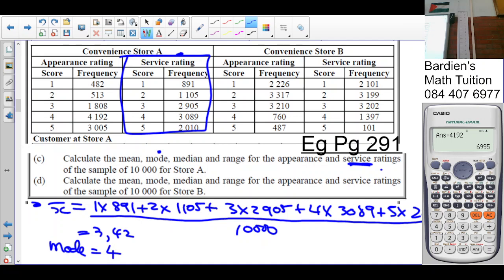Not so? Then the median. The median is the middle number of sorted data, not so? So 10,000 divided by 2 is 5,000. So the person standing 5,000 and 5,001 is what I'm considering. At the end of this class, I've considered how many people? 891. At the end of class 2, I've considered 1,996. At the end of the next class, I've considered 4.